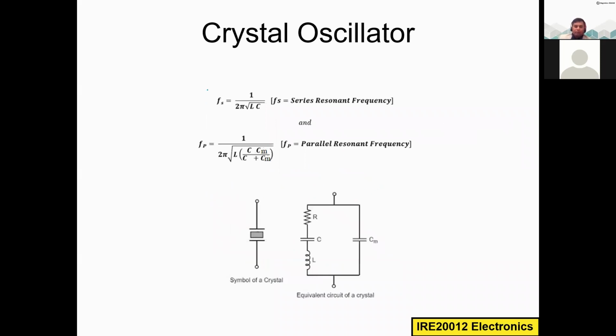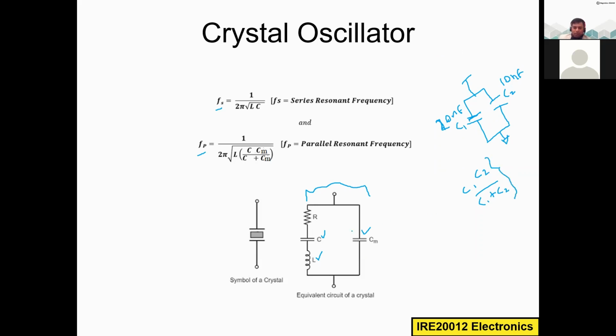We have to derive the formula for the series resonance frequency and parallel resonance frequency. So let us see the formula directly now. Fs is equal to 1 divided by 2 pi square root of LC. Where do this L and C come from? L is the equivalent inductance of this crystal. In the parallel combination, you must use this formula, where we have C and Cm connected in parallel. The formula is the same for the parallel, 1 divided by 2 pi square root of LC.